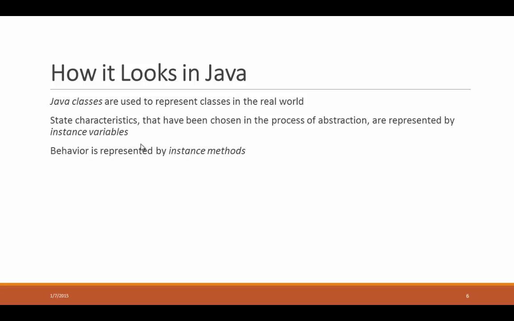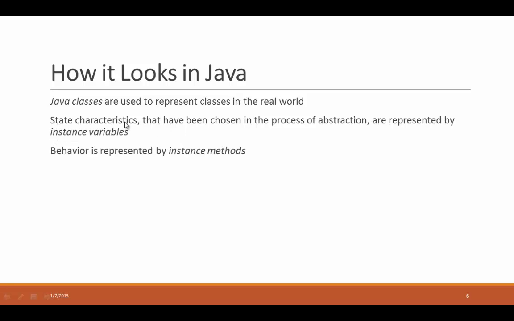Now, once we have analyzed the world out there and what we want to do, then we have to transfer it into Java, and that's where we use Java classes. Classes are used to represent classes in the real world. So if we have identified a group like people or students or employees or club members, then we can create a Java class that represents that group and represents the particular characteristics that are important for what we're trying to do.